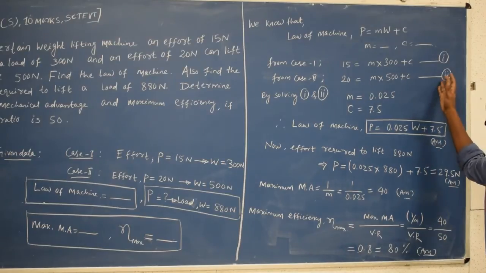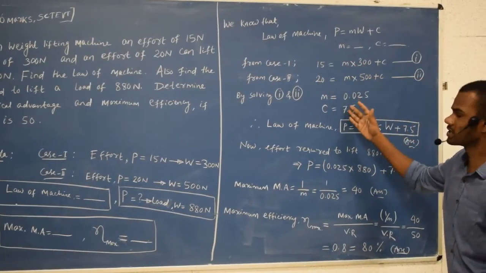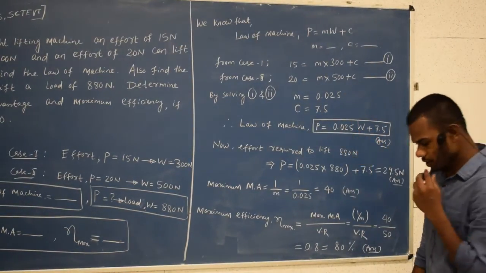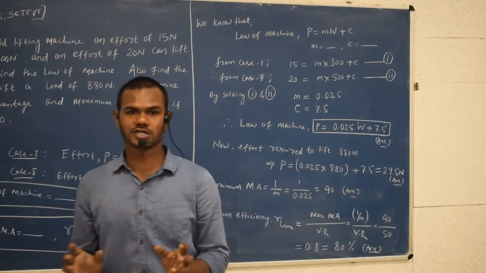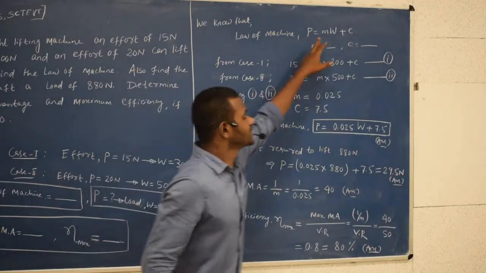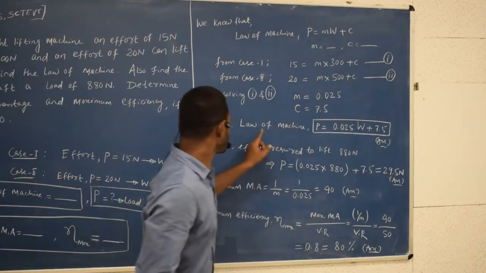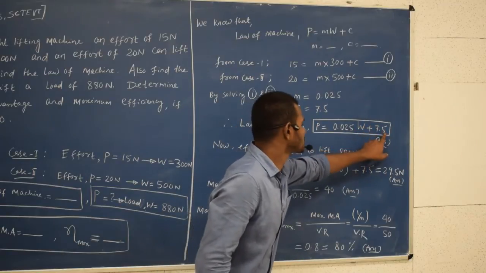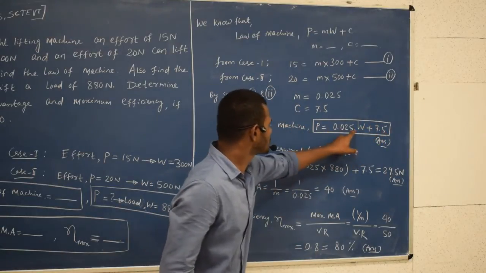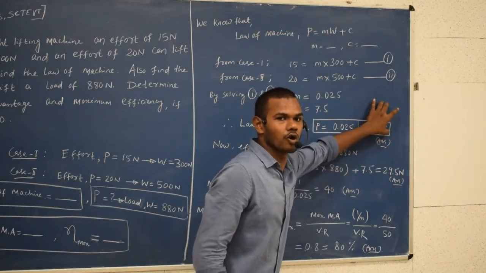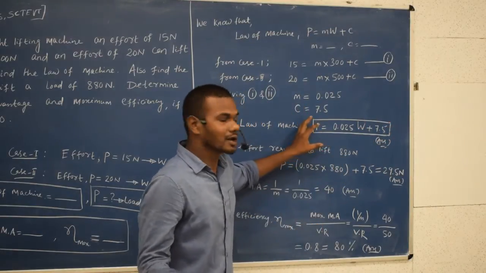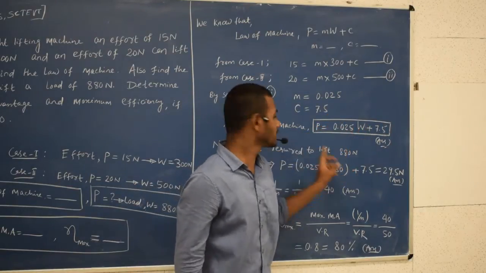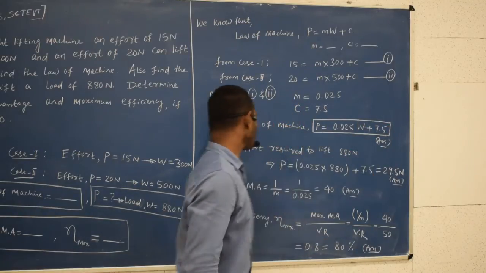Now solve both equations 1 and 2, and you will get the m value and C value. The m value is 0.025 and the C value is 7.5. So we calculated the two constants m and C. Now put them in the equation P equal to mW plus C. So P equal to 0.025 W plus 7.5 is the law of machine. This equation shows the relationship between P and W. That is the first answer.